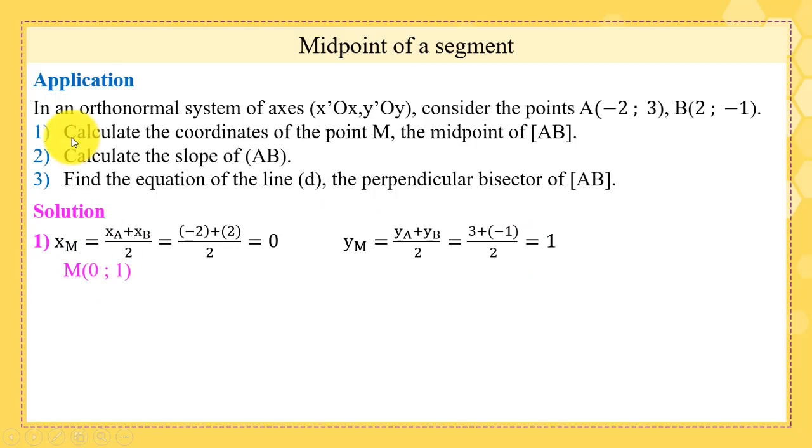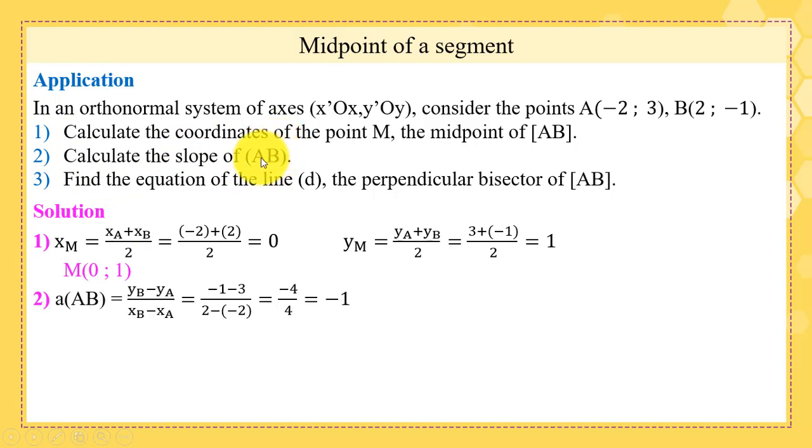In part 2, we must find the slope of the straight line AB. Also apply the rule of the slope. a of AB is equal to YB minus YA over XB minus XA. Pay attention here. YB is equal to -1 minus YA, which is 3, over XB, which is 2, minus -2, equal to -4 over 4, which is equal to -1.